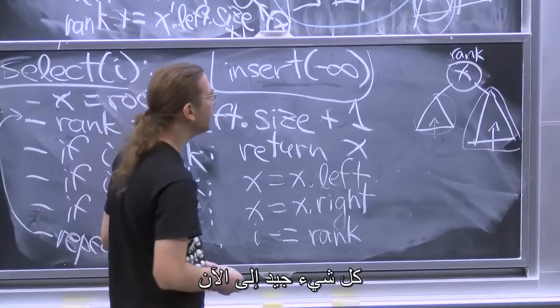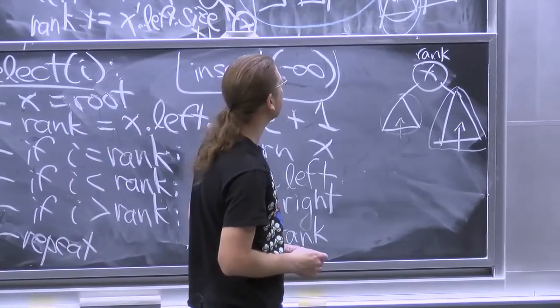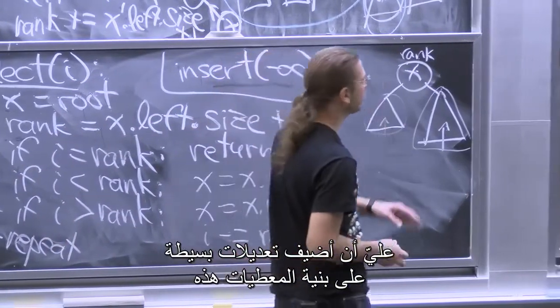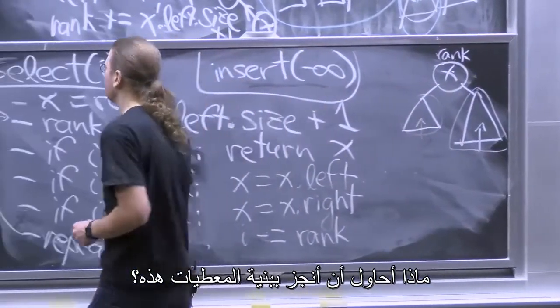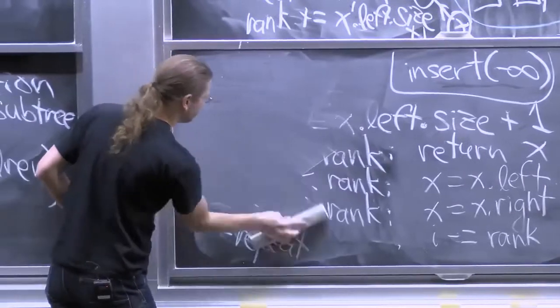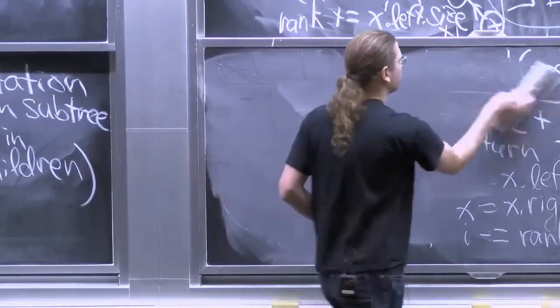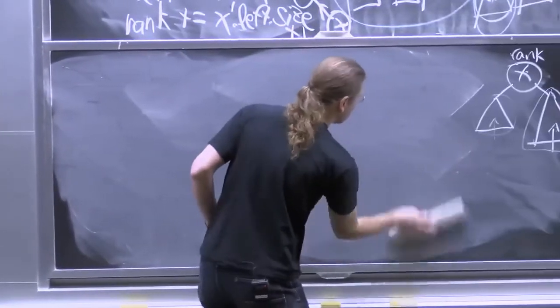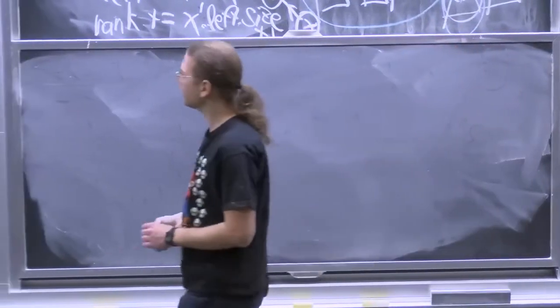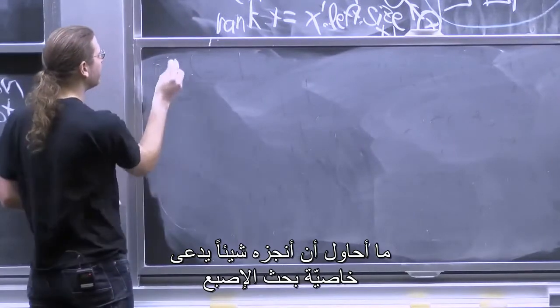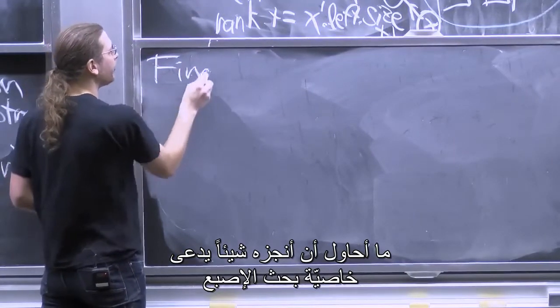So far, so good. Now, I'm going to have to tweak this data structure a little bit, but let me first tell you why. What am I trying to achieve with this data structure? What I'm trying to achieve is something called the finger search property.